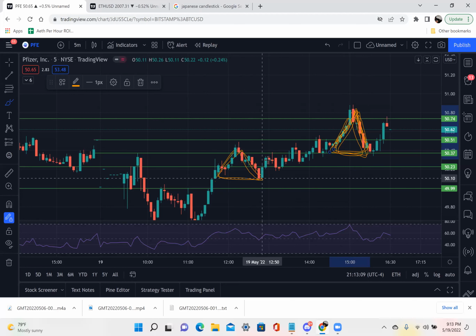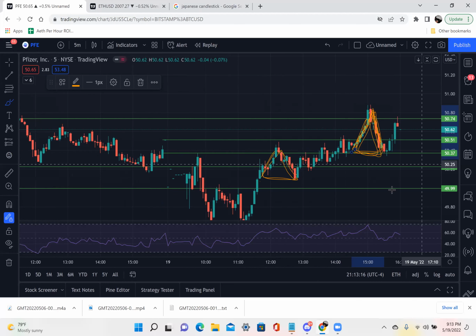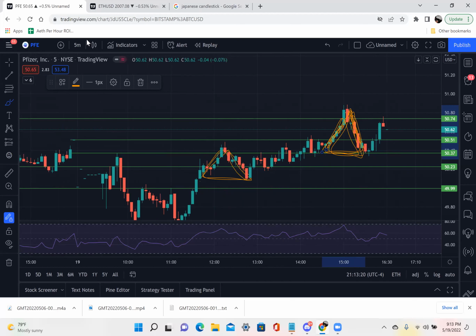You can just see it, even right here, like a corrective activity. It gives you like a little triangle. Those are things that I look for too. And that's like a pullback right here. Corrective activity on a smaller time frame is a pullback to me.